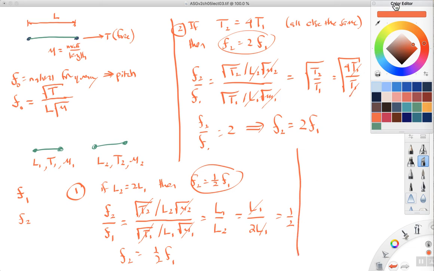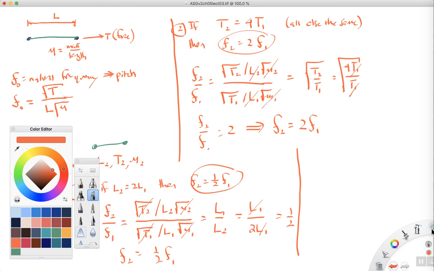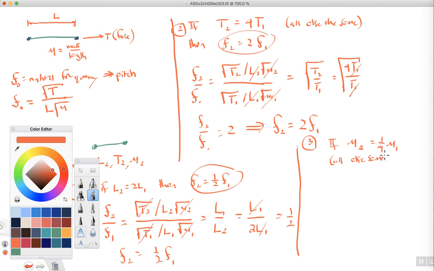So this would be data point 1, this would be data point 2, and over here we can probably fit data point 3. Let's drag this stuff over here, and let's move this. Data point 3, he says if the mass per unit length of wire 2 is equal to 1/4 the mass per unit length of wire 1, all else the same, then the frequency of 2 is equal to twice the frequency of 1. In other words, by quartering the mass, you go up by an octave.